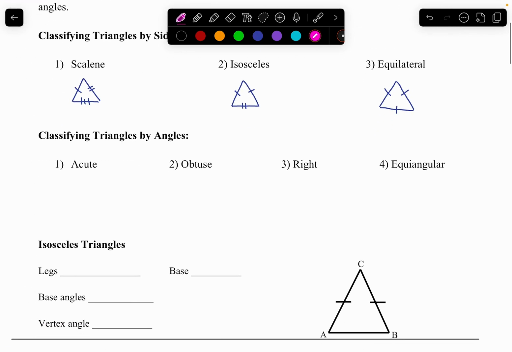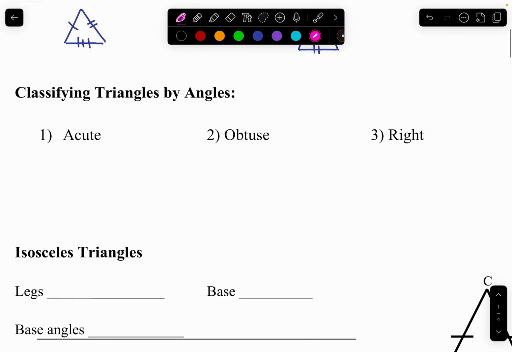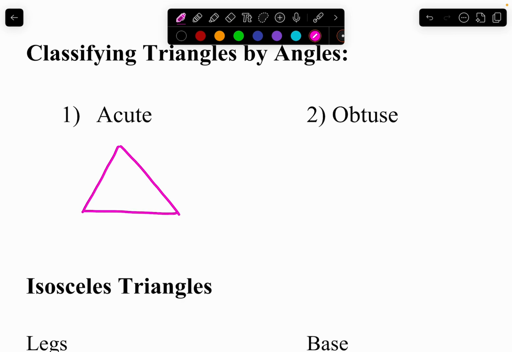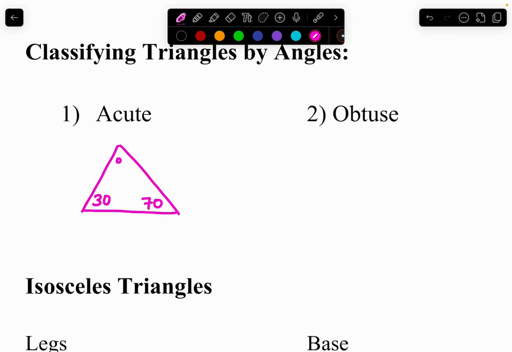The second way that we would classify a triangle is by its angles. When you have an acute triangle, that means that all of your angles are going to be less than 90 degrees. So for example, we could have a 30, we could have a 60, and then, no, let's do a 70, and then this one would be 80. Hopefully that makes 180, yep. So this would be considered an acute triangle. All of those angles are less than 90.